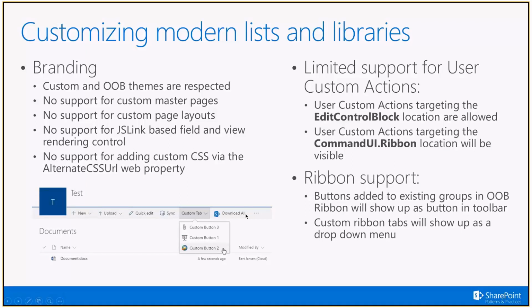So the download all button at the left side here, that one is a regular button that was added into an existing ribbon group. So suppose you have one button showing up in an existing ribbon, it will go over here and be a button in the toolbar. If you ever had a custom tab for your application, that custom tab is translated to a drop-down menu. So the ribbon name, custom ribbon, custom tab, is then the drop-down button name, and then the individual buttons in your custom ribbon show up as entries in this drop-down menu.